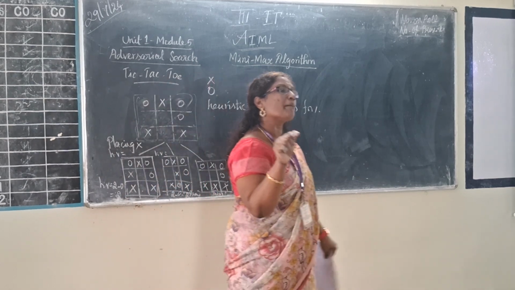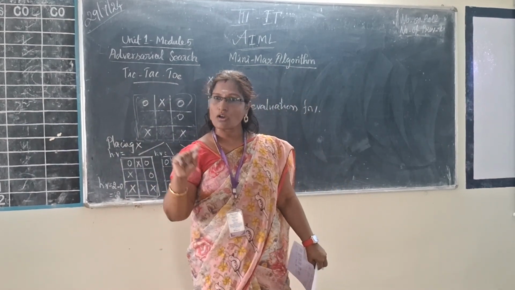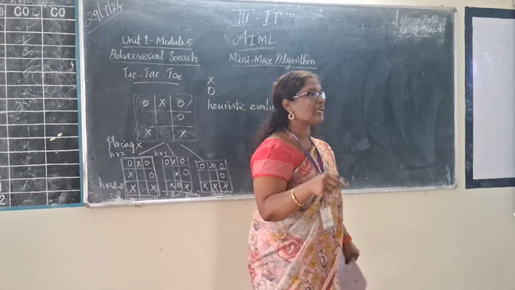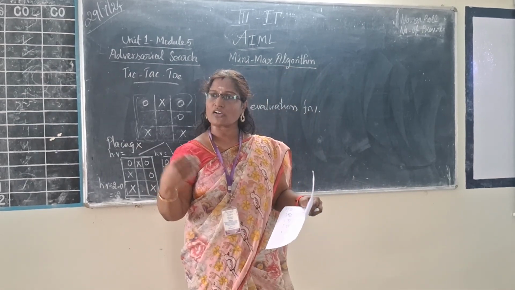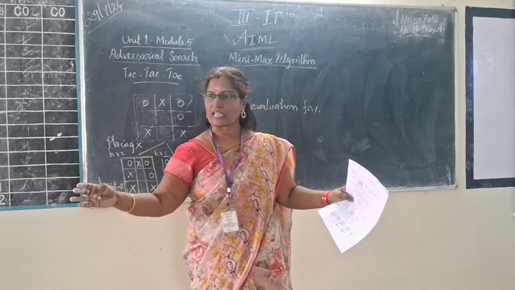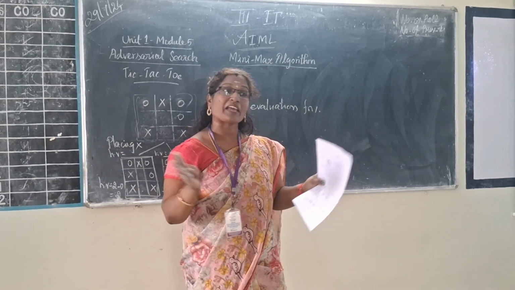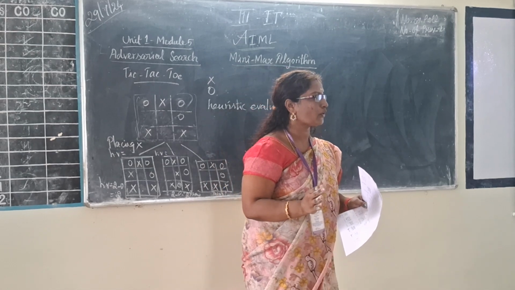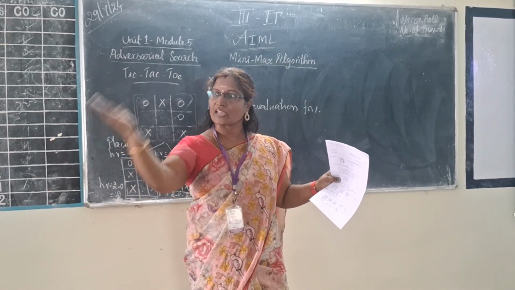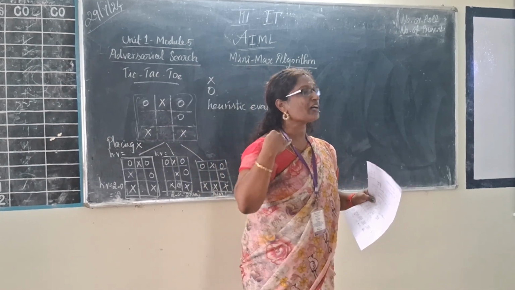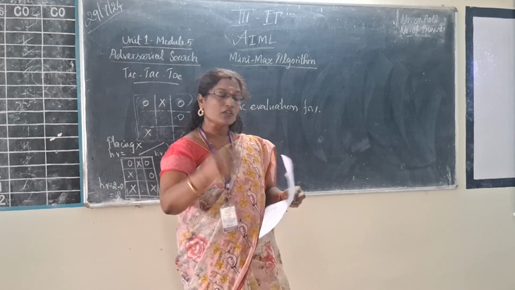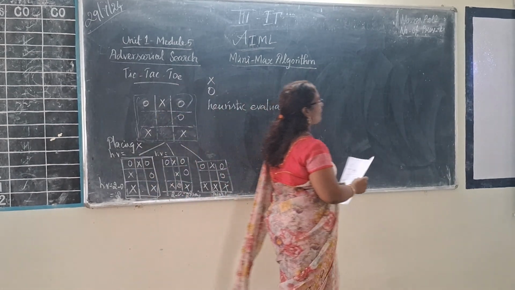Max to win or min to win. X to win or O to win. With that only we will be designing the game tree, because one player is AI, other player is also AI. Both of them will be playing in a competitive spirit. So this one will be trying to make the other one lose, and the other one will be trying to make this one lose. So your perception is whether max to win or min to win. For both we will be seeing one example.